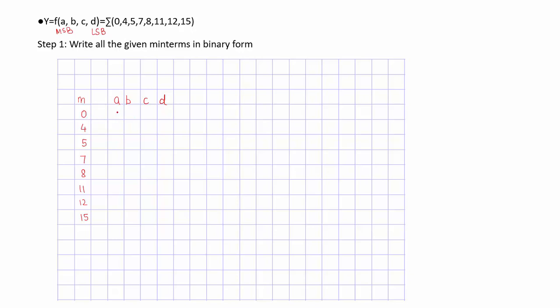So 0 will be 0, 0, 0, 0. 4 will be 0, 1, 0, 0. 5 will be 0, 1, 0, 1. 7 will be 0, 1, 1, 1. 8 will be 1, 0, 0, 0. 11 will be 1, 0, 1, 1. 12 will be 1, 1, 0, 0. And 15 will be 1, 1, 1 and 1. So the first step is done. Let us see what is the second step.